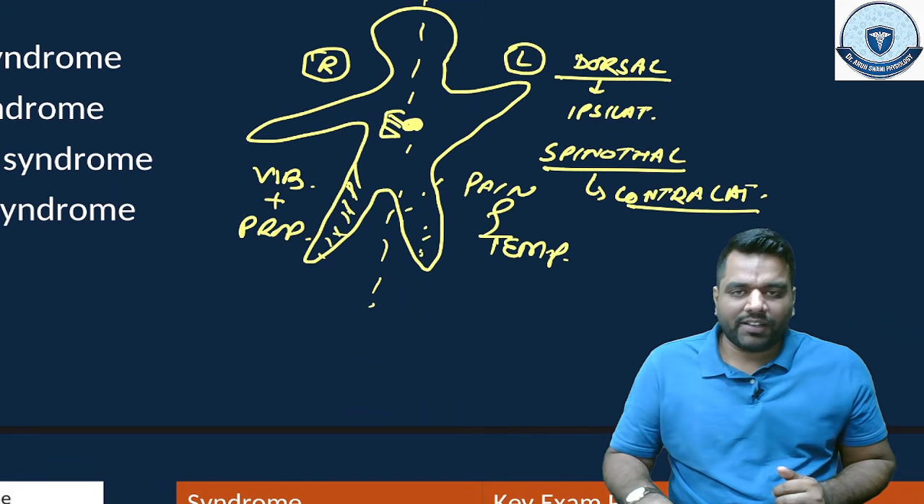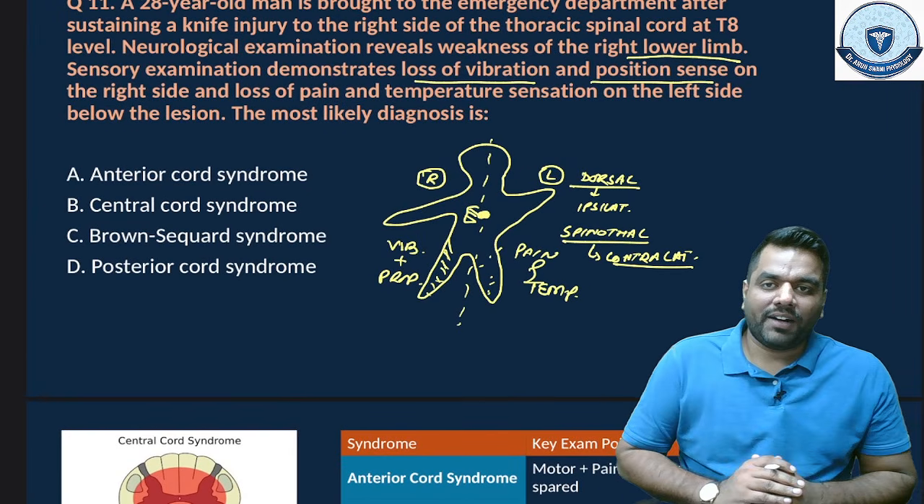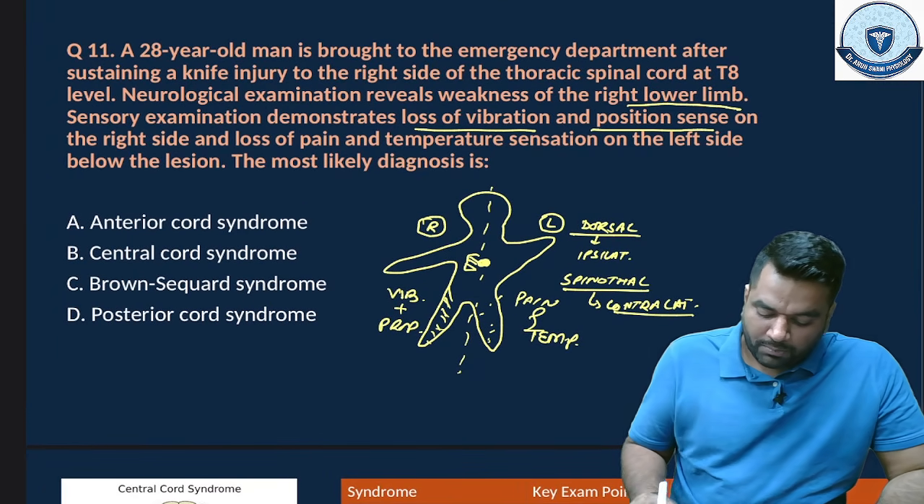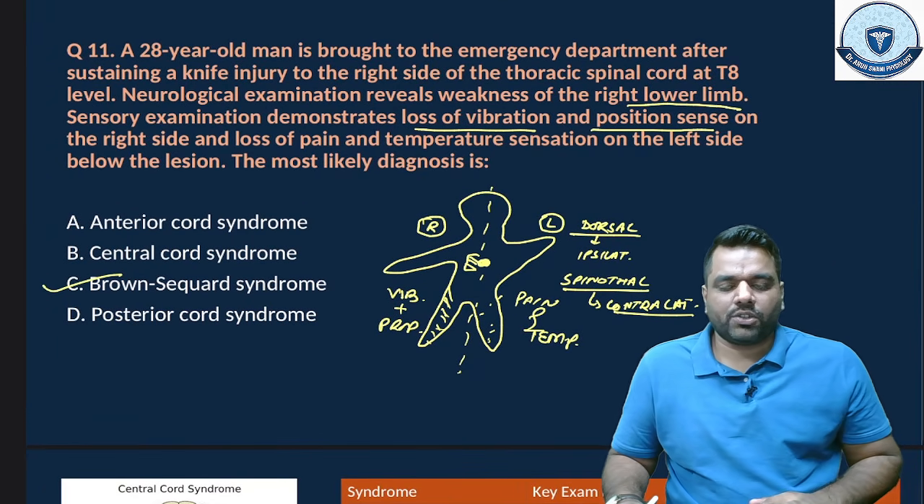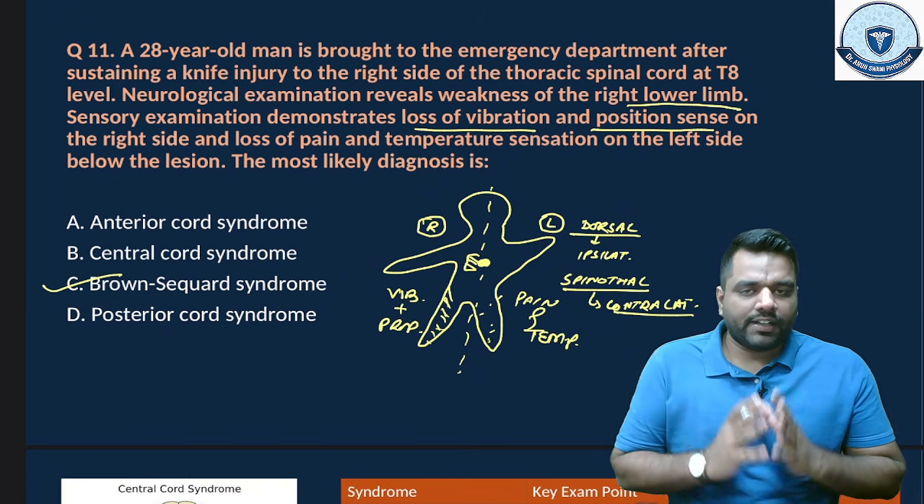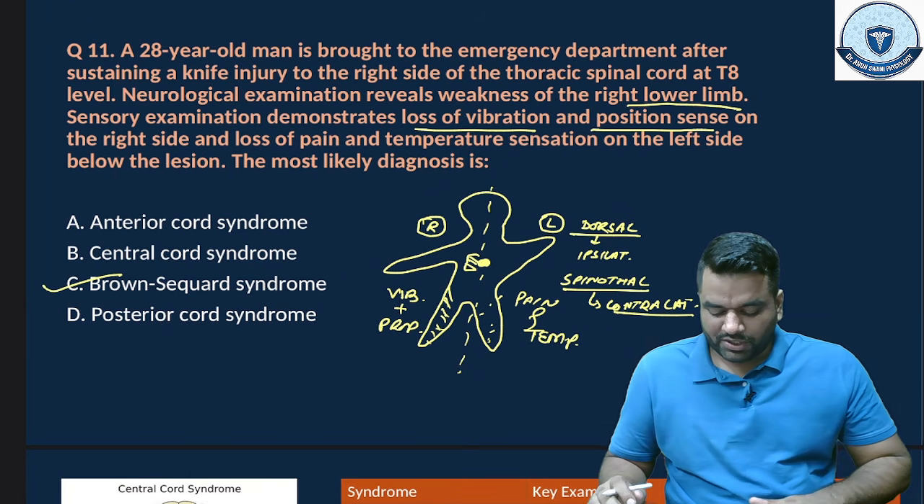which is the anterolateral pathway, is always lost on the contralateral side, right? So remember the Mallika story we read in class. This is the condition mentioned for Brown-Sequard syndrome. So the right answer of this question is C. There are different types of cord syndrome: anterior cord syndrome, central cord syndrome, Brown-Sequard, and posterior cord syndrome.